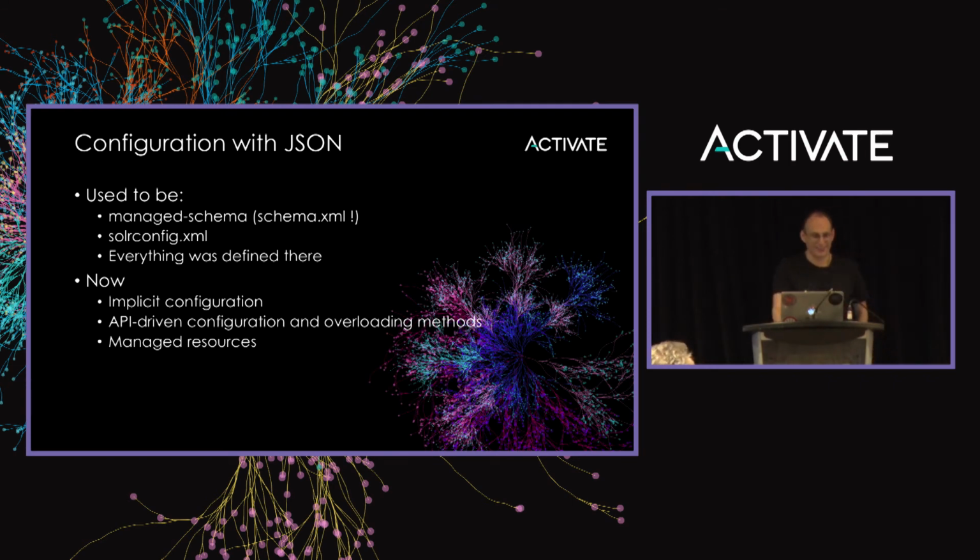Okay, finally, configuration with JSON. It used to be super simple. It used to be schema.xml for those who've been here long enough, then managed schema these days, and solrconfig.xml, and everything else was defined in those 2 files, and you could follow the reference and so on. Not so simple anymore, right? We now have an implicit configuration, which is not anywhere in a file. It's API driven, which is good and slightly confusing, but hopefully not after today. And we also have a couple of managed resources, which is the beginning of that direction.